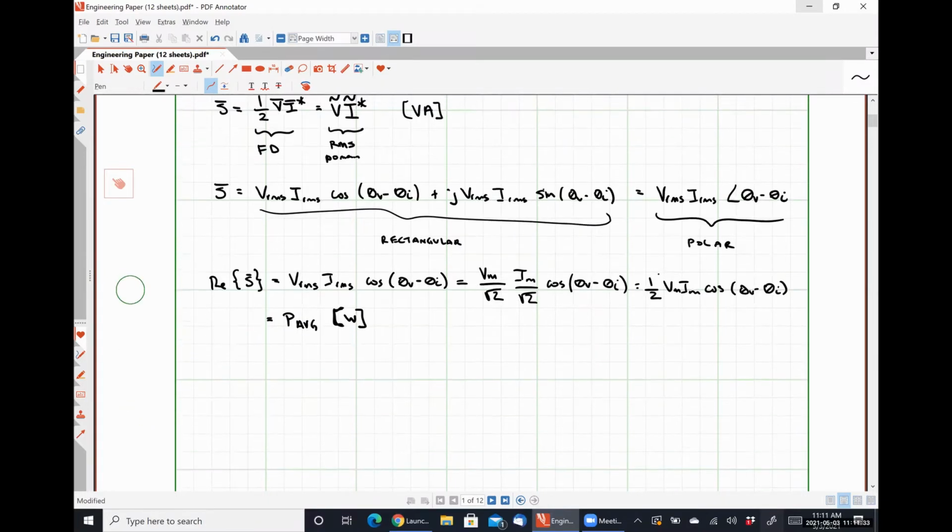So if we look at the imaginary portion of our complex power, we have VRMS times IRMS times the sine of (theta V minus theta I). This is more commonly referred to as the reactive power Q, where Q has units of volt amperes reactive, or VARs. The reactive power represents the portion of the complex power that continuously flows back and forth between the source and the load in a steady state sinusoidal system due to the presence of capacitors and inductors.